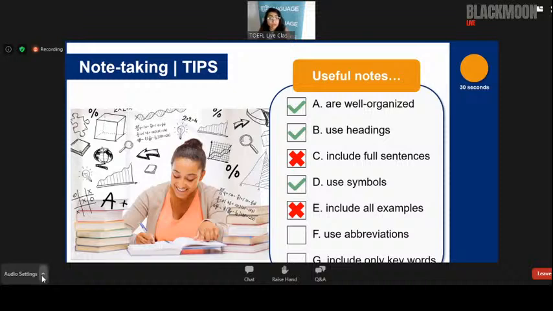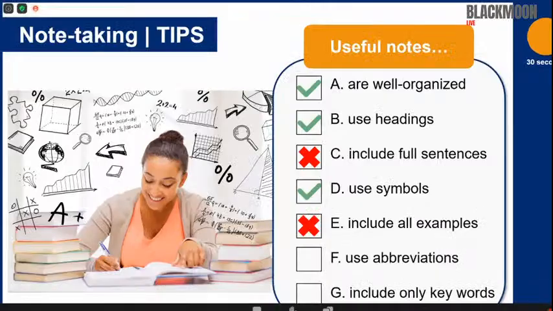You need to write down all examples that are listed. But if the professor is giving an extended example to demonstrate, let's say, how gravity works, that you want to note down. Okay, so that sort of example that is used to explain a concept, you want to note down, but a list of examples, not really.